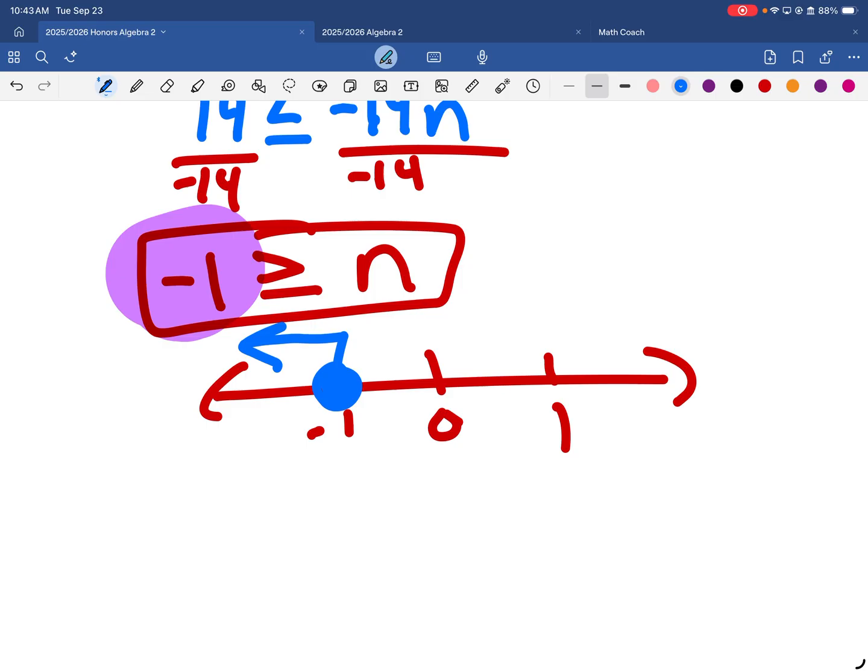Don't get into the habit of the arrow's pointing that way, so it goes that way. No, that's not the case. Okay, the thing itself says that n is less than or equal to negative 1. So we have to represent that with all values less than or equal to negative 1. Okay.